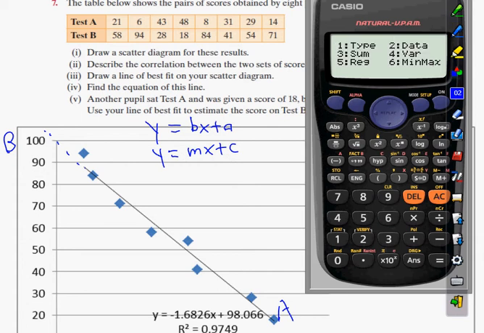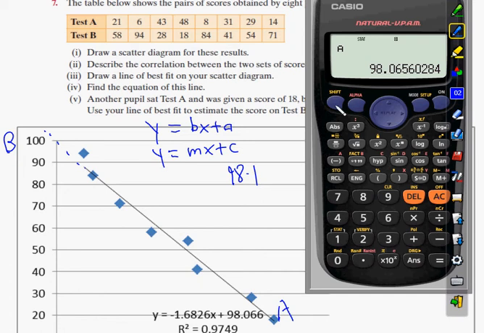Shift, stats, go to your regression, press the a value. The a value is 98.1. Let's call it 98.1. That's where it intercepts the y-axis.